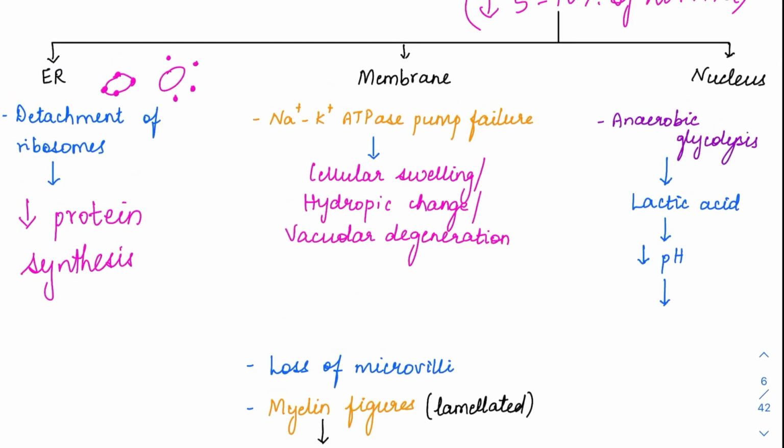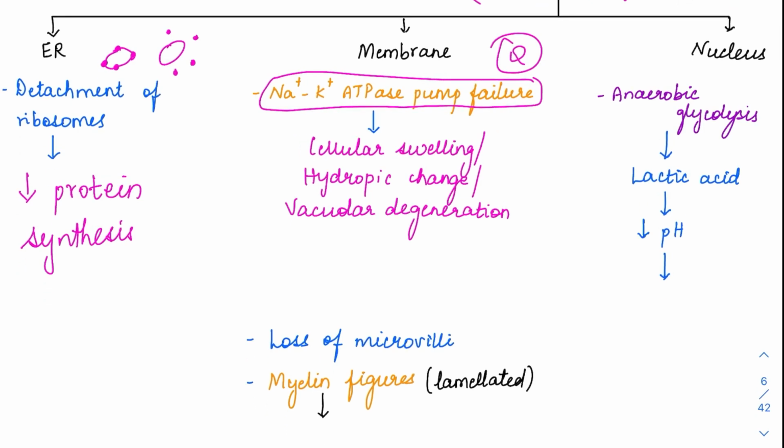Then in the membrane, what happens is there is going to be failure of the sodium potassium ATPase pump. The sodium potassium ATPase pump is responsible for holding the potassium in intracellularly. Normally, for 2 potassium to get inside, 3 sodium will get outside of the cell. But when this pump fails, because it uses ATP, right? Without ATP, this pump will fail.